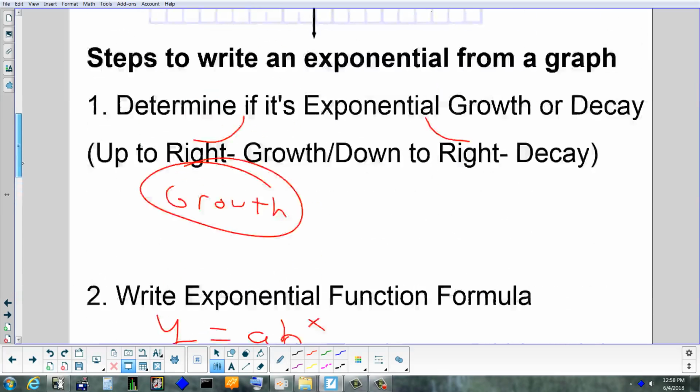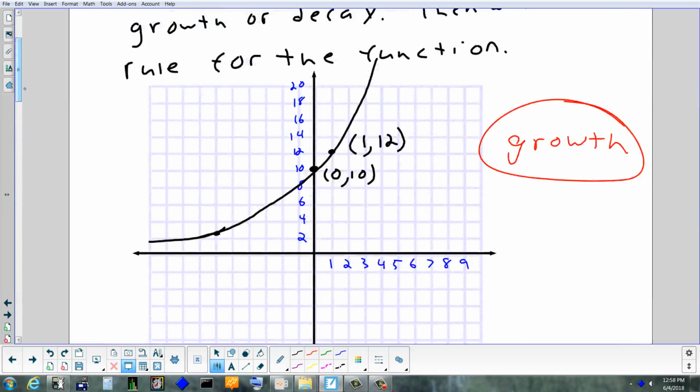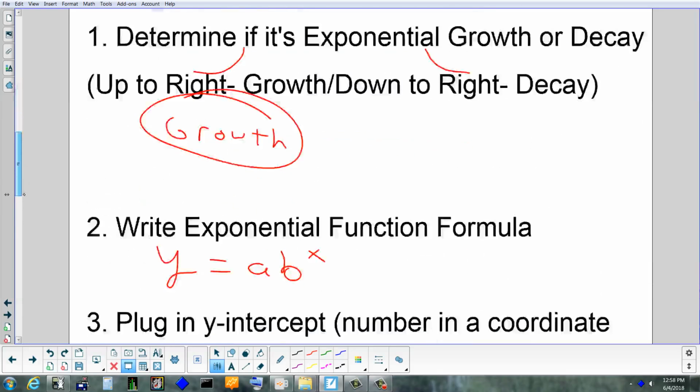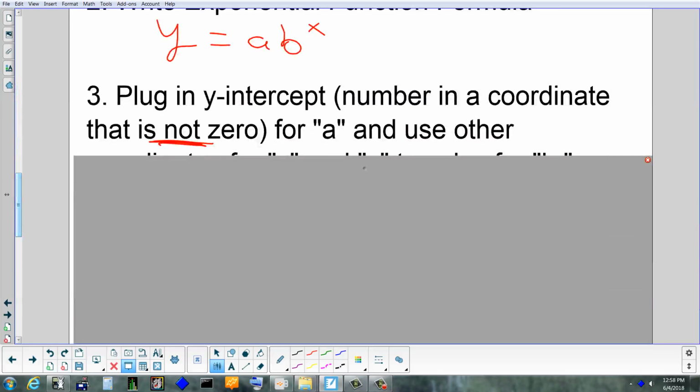So basically, guys, when we do this type of question, you're going to have two coordinates, all right? You're looking for the coordinate with 0. So look at the coordinate with 0. You want to use that. What's the number that's with the 0? 10. It's 10. So this time A is 10. Just like a table. Look at the number with 0, and it's the one right next to it. Okay, so A will be 10. All right. So plug in the y-intercept, the number that's not 0. In our case, it was 10.